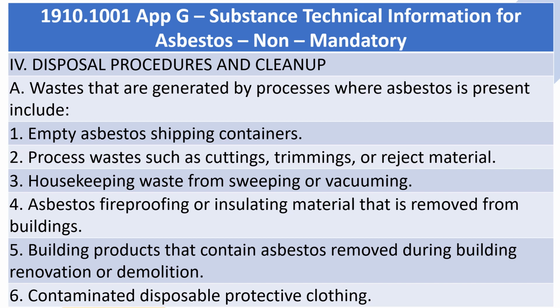A. Wastes that are generated by processes where asbestos is present include: 1. Empty asbestos shipping containers. 2. Process wastes such as cuttings, trimmings, or reject material. 3. Housekeeping waste from sweeping or vacuuming. 4. Asbestos fireproofing or insulating material that is removed from buildings. 5. Building products that contain asbestos removed during building renovation or demolition. 6. Contaminated disposable protective clothing.